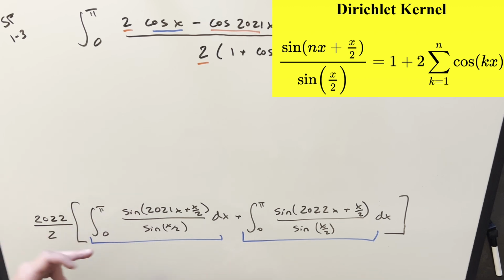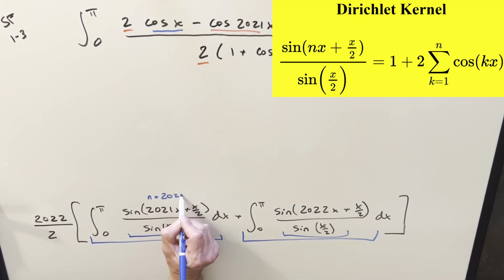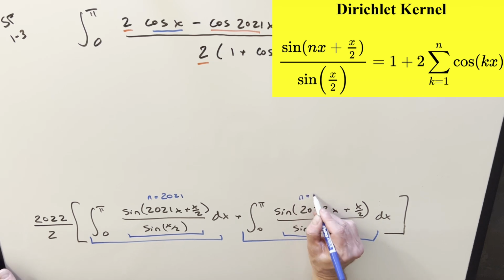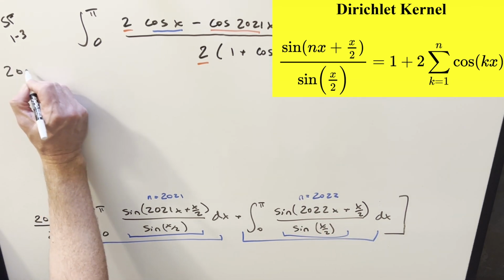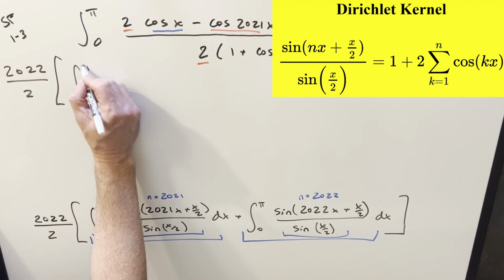And actually the integral is not included in this. We're really just talking about a trig identity for the inside stuff. For this one, the n value in the formula is going to be 2021, and over here, the n value is going to be 2022. So we'll come up here and I'm just going to apply this formula. We'll keep this value in front and we're still inside the integral.